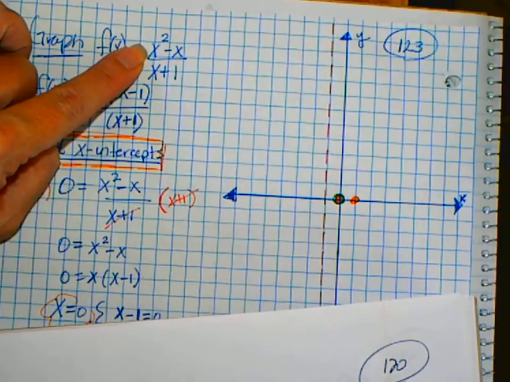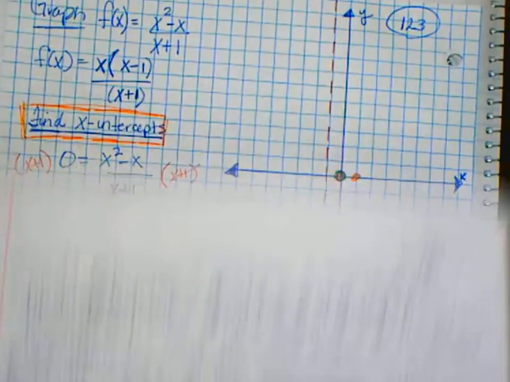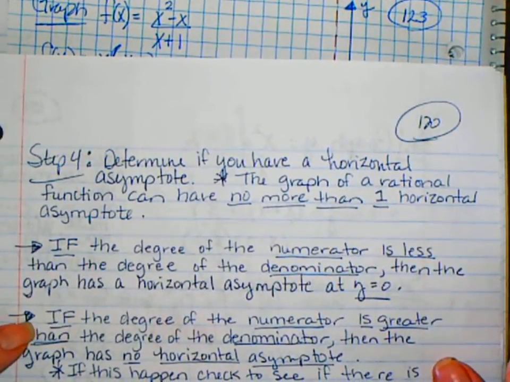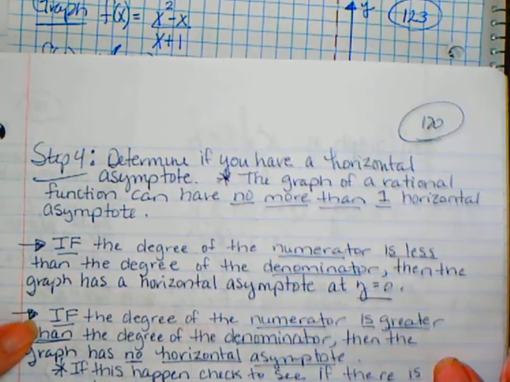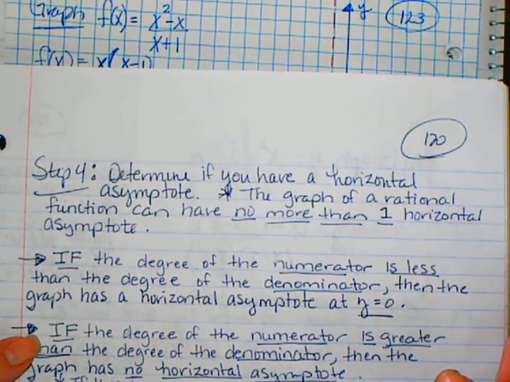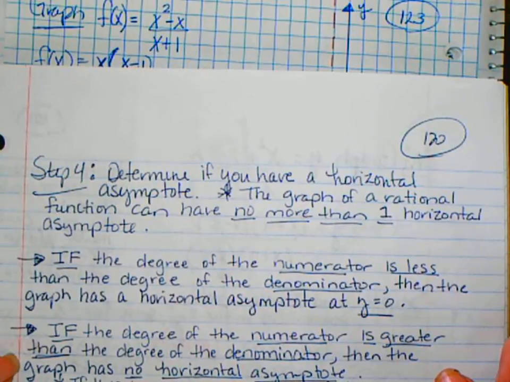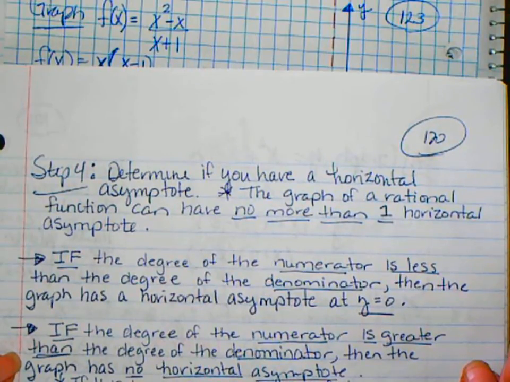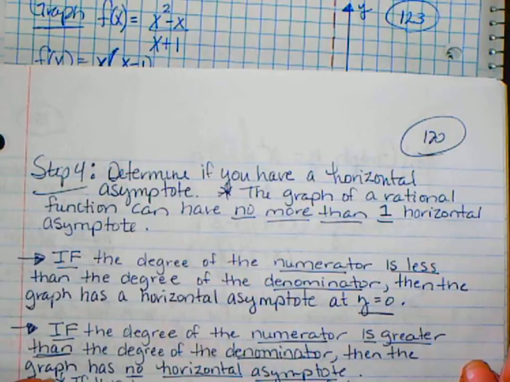Our numerator degree is 2, bigger than our denominator, which is 1, okay? So we don't have to worry about that one. If the degree of the numerator is greater than the denominator, is that us? Yeah. Okay. Then the graph has no horizontal asymptote. Sweet. If this happens, check to see if there is an oblique asymptote.